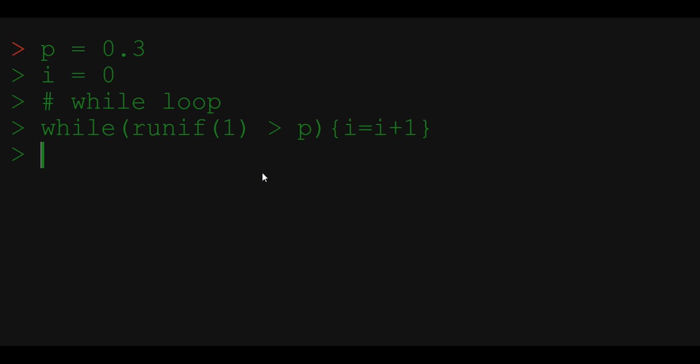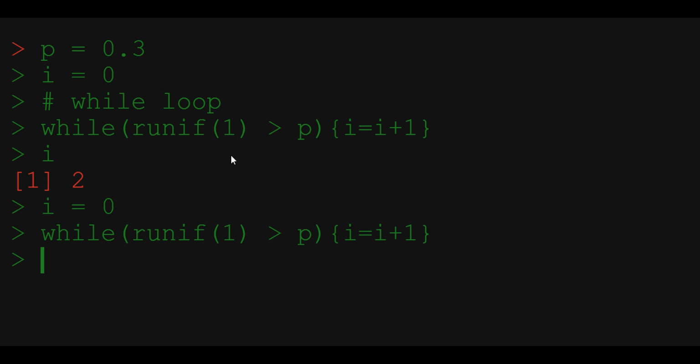When we finally draw a number which is smaller than p, then the logical condition will become false, the loop will stop, and the index will not increment. Our geometric random variable will be the value of the index I. So for instance, in this case, we iterated the loop 2 times before we got a successful trial. If we reset I to 0 and run the loop again, we get 0 this time.